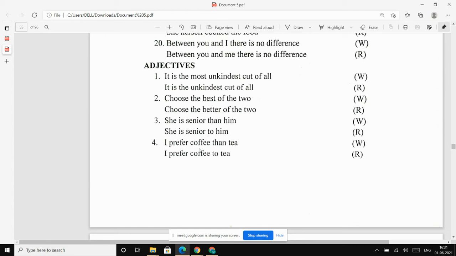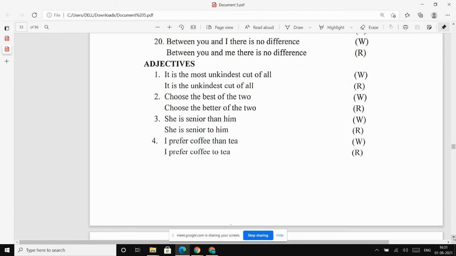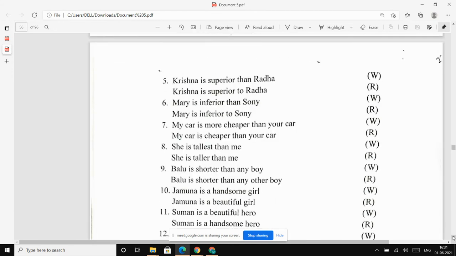And I prefer coffee than tea. So I prefer coffee to tea. Instead of than, we have to use the preposition to here. Okay. And then see here, Krishna is superior than Radha. Krishna is superior to Radha. Mary is inferior than Sony. Mary is inferior to Sony. So though as a rule, while making a comparison we generally use than, with certain words the preposition to is used, not the word than.